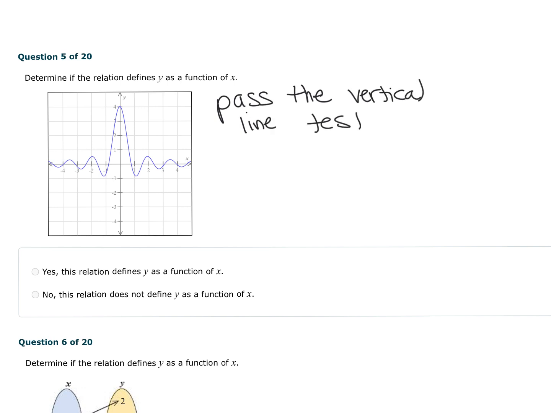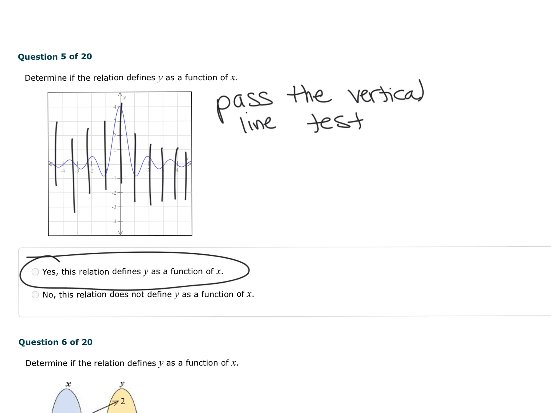All right, so I'm going to take a vertical line across and see, does this pass the vertical line test? Is it only crossing in one spot? And it is, so this would be a yes.